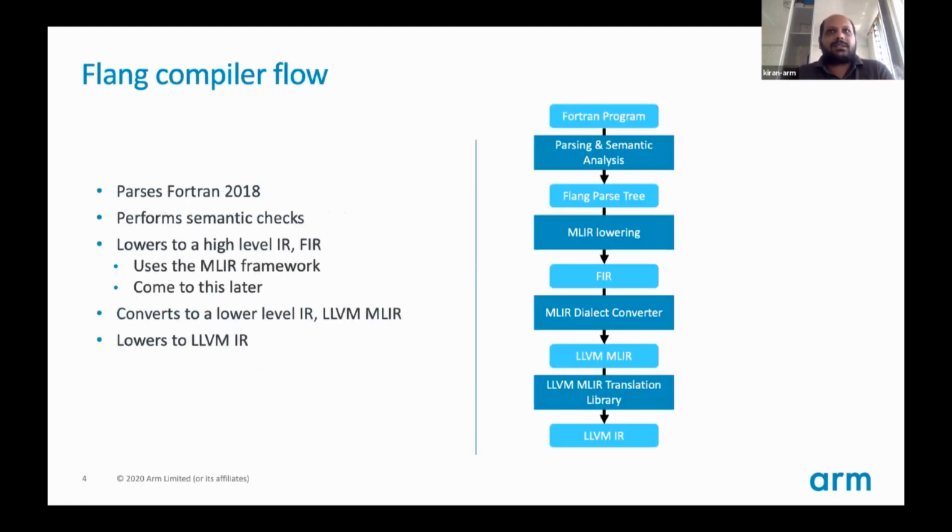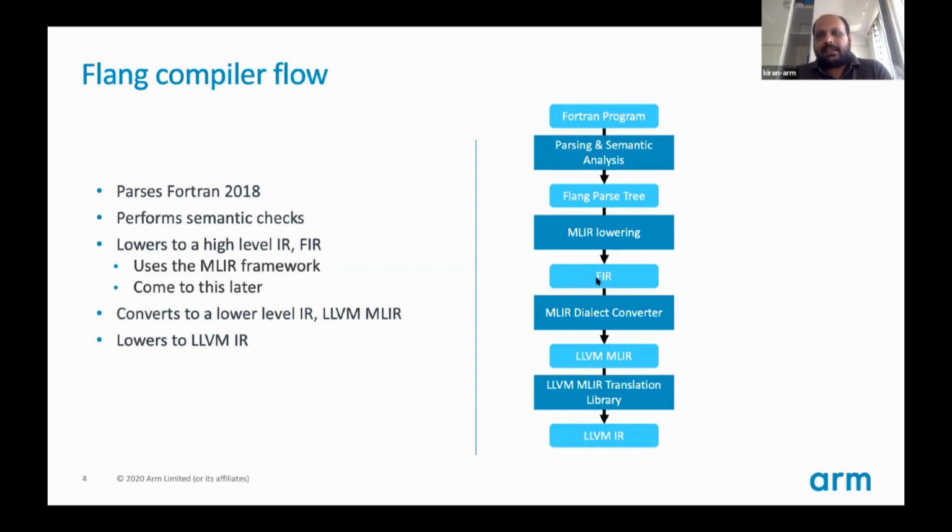And this slide shows the whole intended compiler flow for the Flang project. The flow is shown on the right-hand side. In this diagram, you have a Fortran program, and then there is some parsing and semantic analysis that happens. The output is a Flang parse tree. Then it is lowered into a high-level IR called FIR, or Fortran IR.